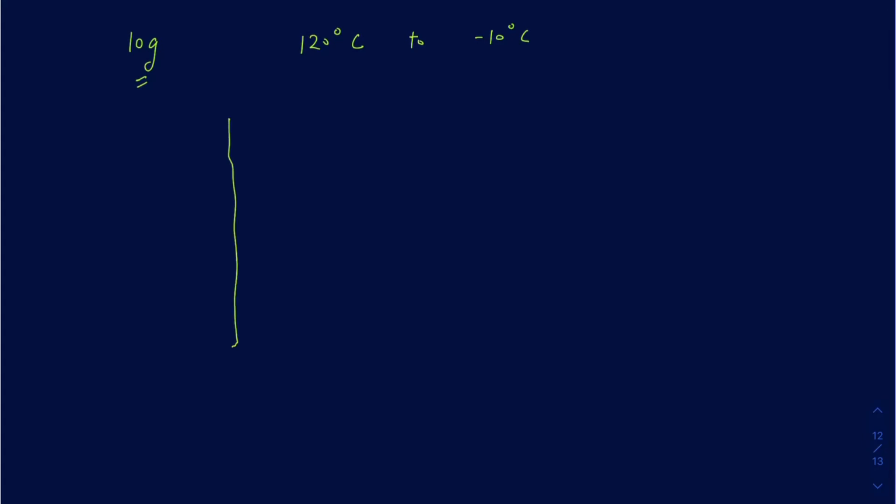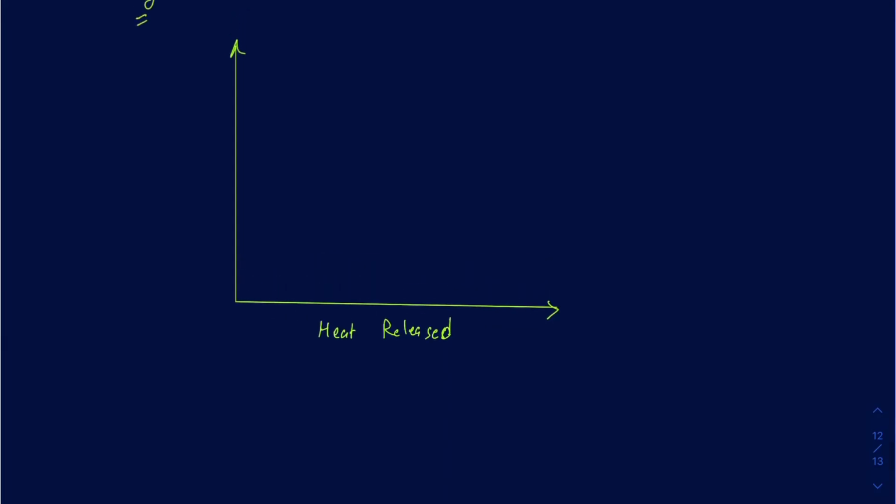So everything else will be the same. You have the x-axis and the y-axis. Now, in the x-axis, you will have the heat released, because remember, you're not going to be adding the heat now, you're going to be releasing the heat. That's because it's an exothermic reaction. And you'll have the temperature on the y-axis.